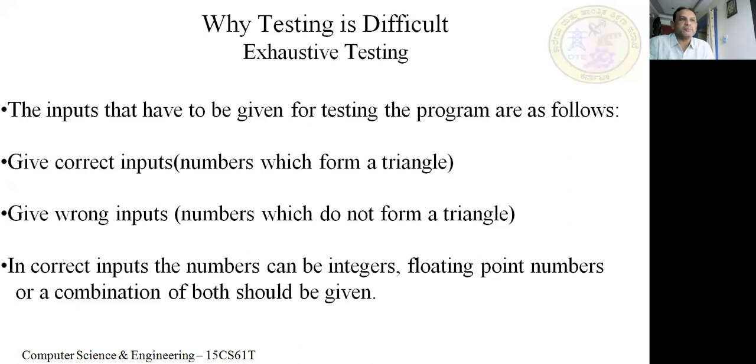First type of values: give integers or floating point numbers. No, first one is correct inputs. First test case, what type of values? First you should enter correct inputs. Second test case: wrong inputs. Yes or no? Wrong input. Second one is wrong, first one is correct inputs. Second one is wrong inputs. Third one.